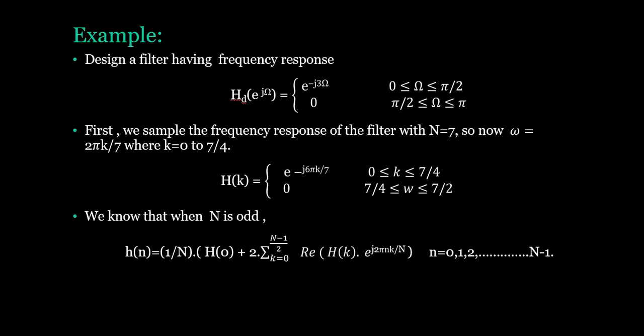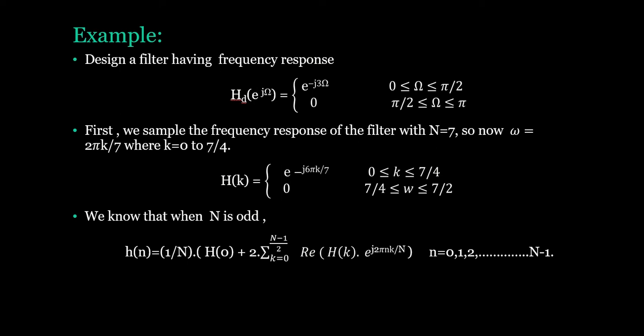Design a filter having frequency response e power minus j 3 omega for omega 0 to pi by 2 and 0 for omega pi by 2 to pi. First, we sample the frequency response with N equal to 7, so that now omega will be 2 pi k by 7, where k will be 0 to 7 by 4. Replacing omega equal to 2 pi k by 7, we get this representation.